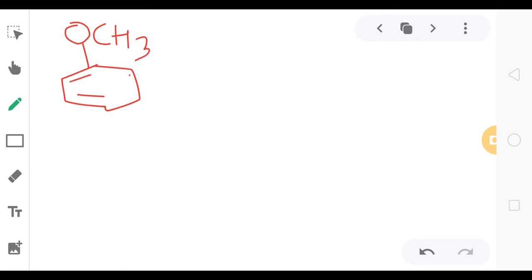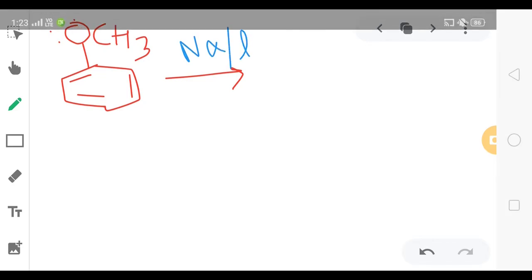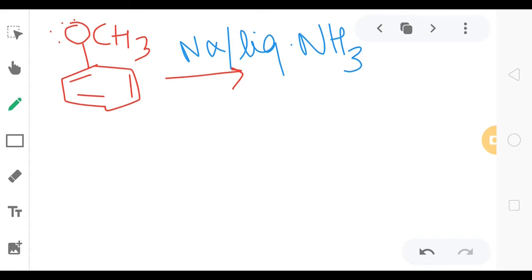All right, now let's see the mechanism of the substrate where we have electron donating group as a substituent in our ring. Okay, now we will be having sodium liquid ammonia. Okay, so it will give us one electron.